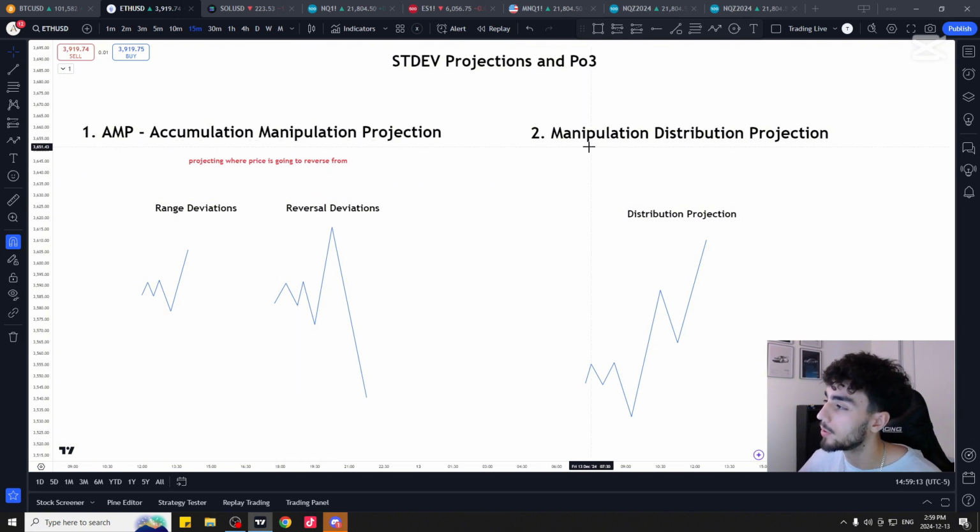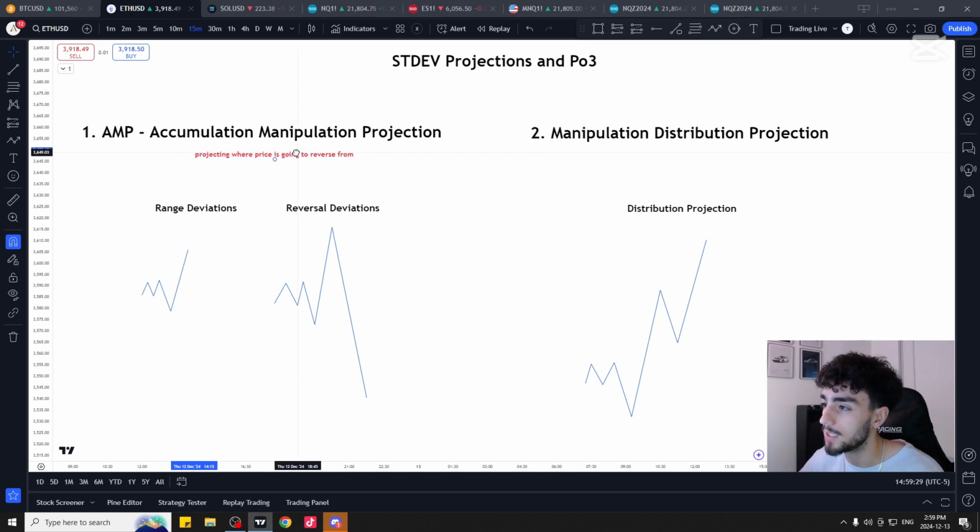The second type of projection that I use is distribution projection. This is when I'm in a position, I want to see how far can this potentially go, which level makes sense, where do I think it's coded to go by the algorithm, where do I think price is going to deliver before it reverses or retraces.